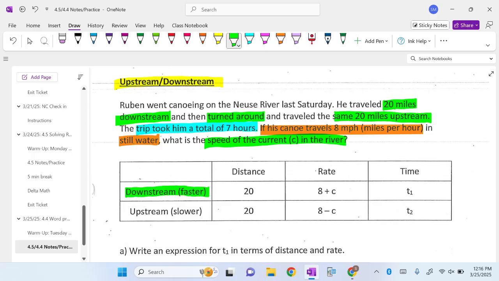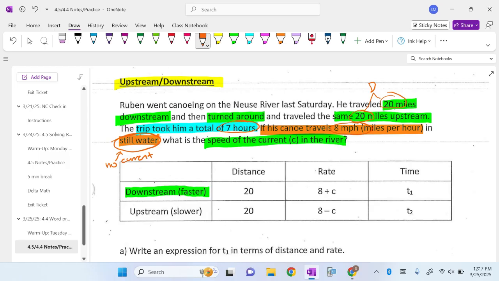So, how I typically tell you guys to set this up is we know the distance. It's 20 miles. So it's the same distance. So both of these are my D. We know how long it took. And we also know that they're going 8 miles per hour in still water. What does it mean if it's still water? I know that's dangerous for boating, but what does it mean? There's no current. So still water means no current.